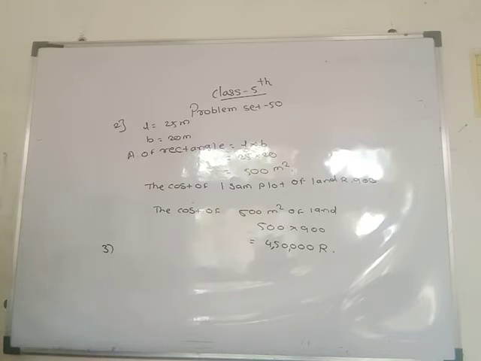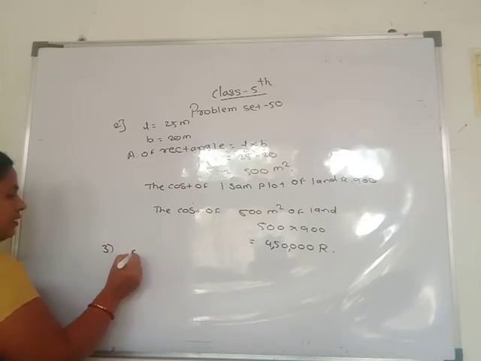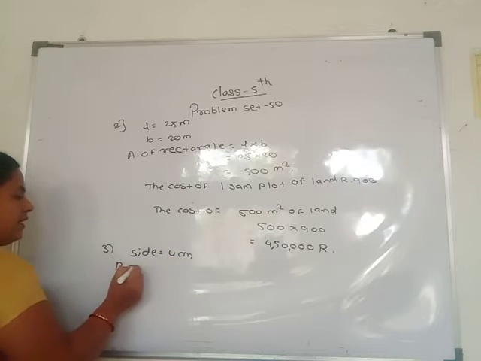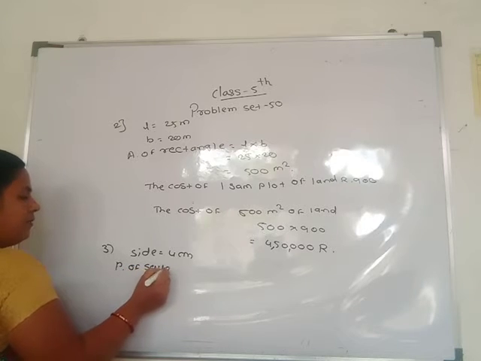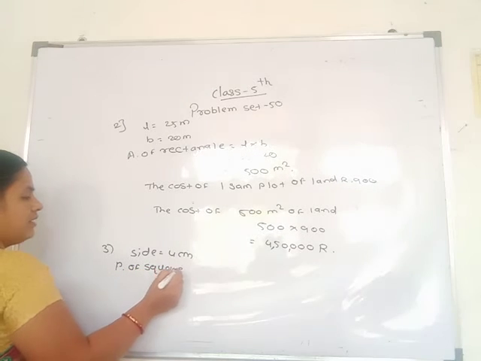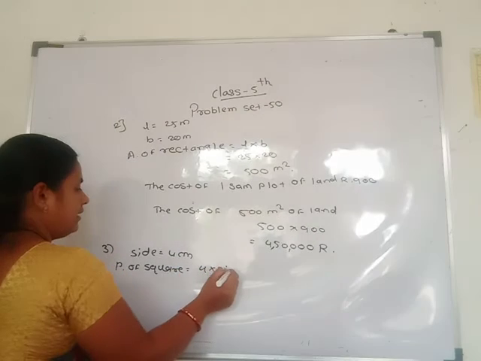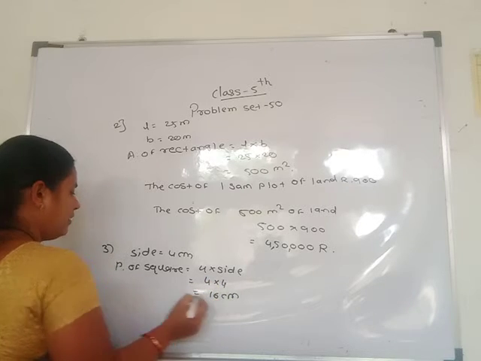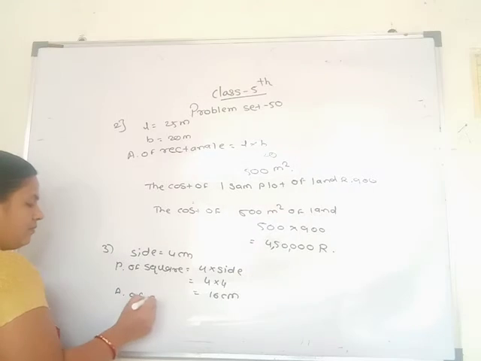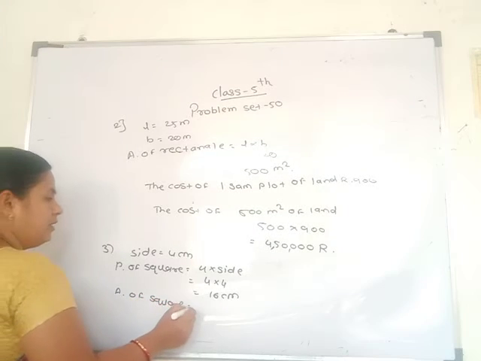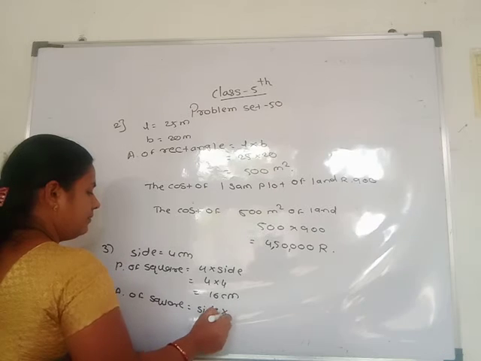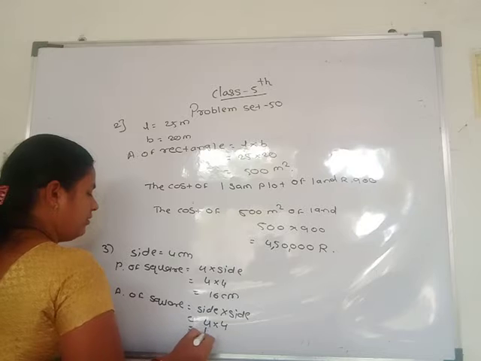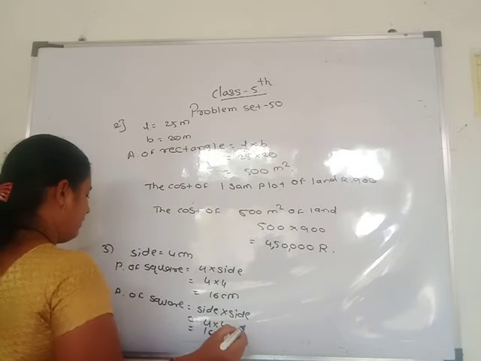Then you find out the perimeter and area of both the figures. Firstly, the side is given, 4 cm. Find the perimeter of the square and the area of the square. Perimeter of square is equal to, formula, 4 into side. Then 4 into 4 means 16 cm. Area of square: formula, side into side. 4 into 4, then 4 fours are 16 cm square.